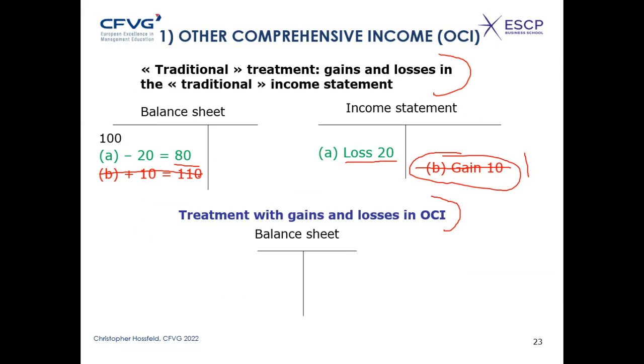Remember, faithful presentation is one of the fundamental principles in IFRS. Why is the B case, when I account for nothing, not a real representation? Well, first of all, because in the balance sheet, I would still show an asset with a value of 100, although I know that the real value of the asset is 110. So I show the wrong asset value in the balance sheet.